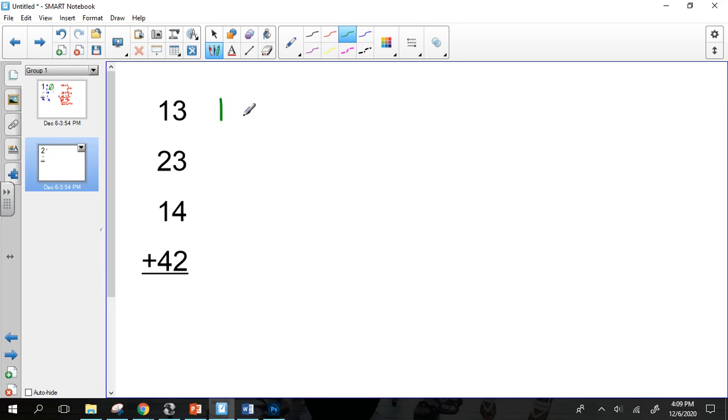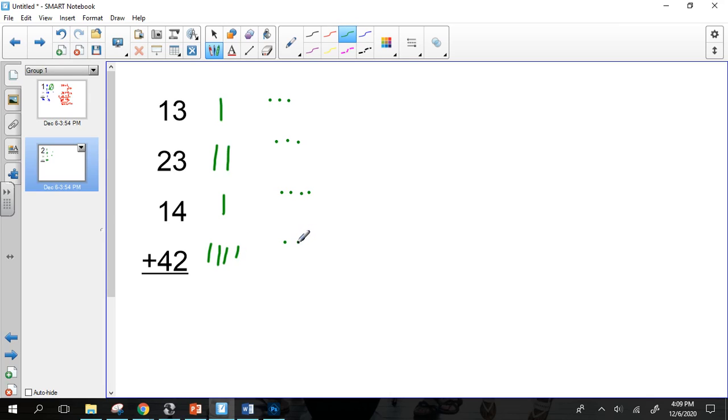So I'm going to draw my 10 and my 3 ones. 1, 2, 3. Now I'm going to draw 23. So there's 2 10s and again, 3 ones. 1, 2, 3. Now 14. There is 1 in the 10 and 4 ones. 1, 2, 3, 4. And my last one has 4 tens. 10, 20, 30, 40, and 2 ones.